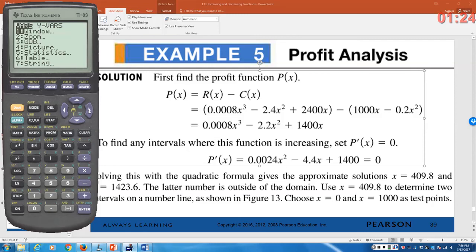So I go to yvars, function, wrong one. Yvars, function, y2, because I want the derivative. And what is the derivative when x is equal to 0? It's 1400. Shouldn't have even needed to do that. I mean, I know what 0 does to x is it makes it drop out. Okay, what about 1,000? It's negative.